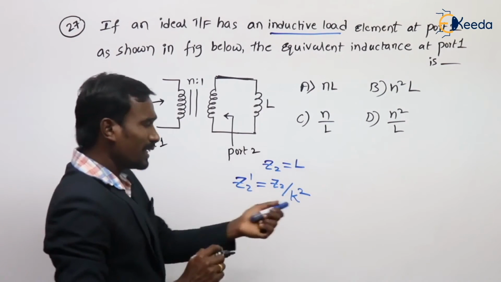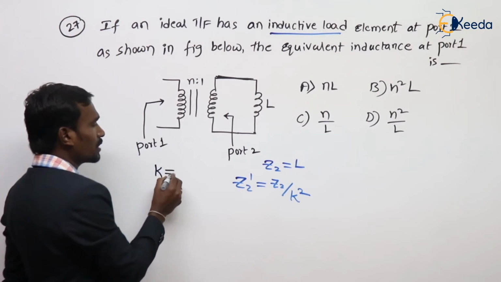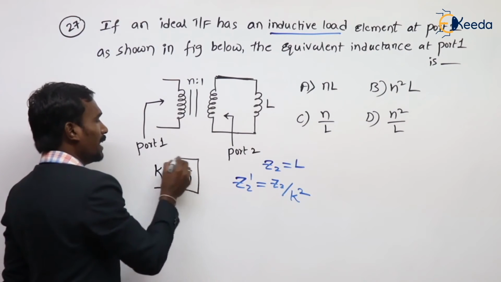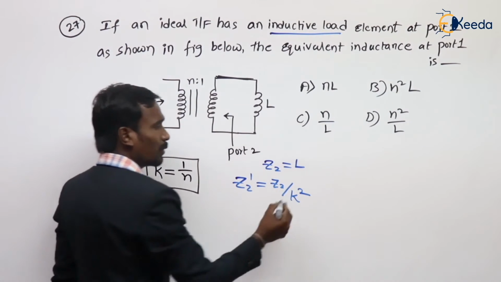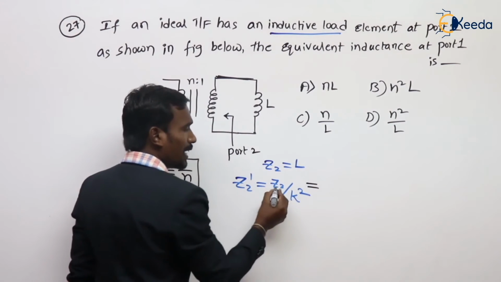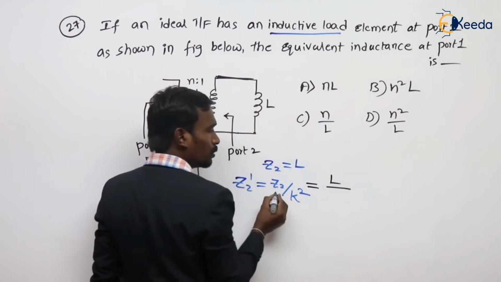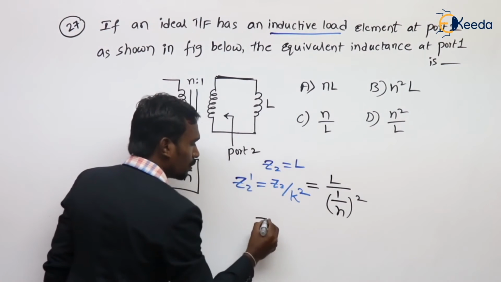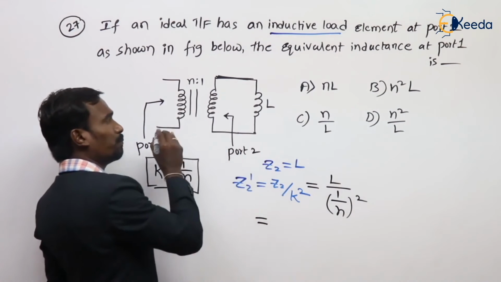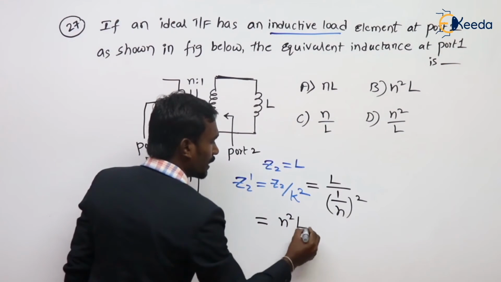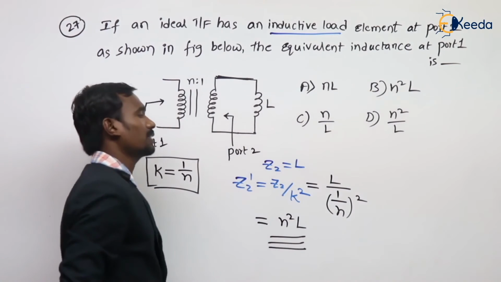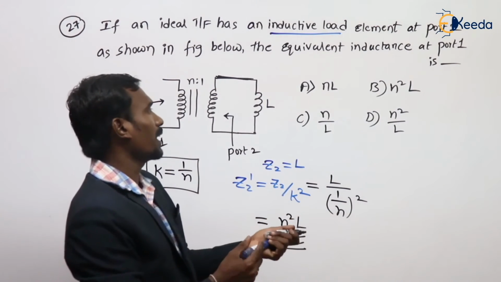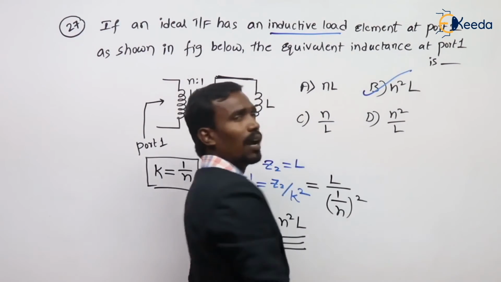We know that. What is K? K is equal to N2 by N1, K is equal to 1 by N. Now calculate it. What is Z2 dash? Z2 dash is nothing but Z2 by K square, nothing but Z2 times N square. So the equivalent inductance from port 1 is N square into L. N square into L is there. Option B is there.